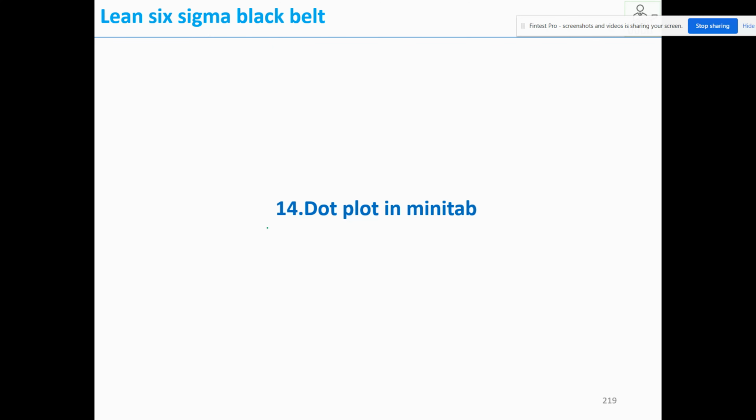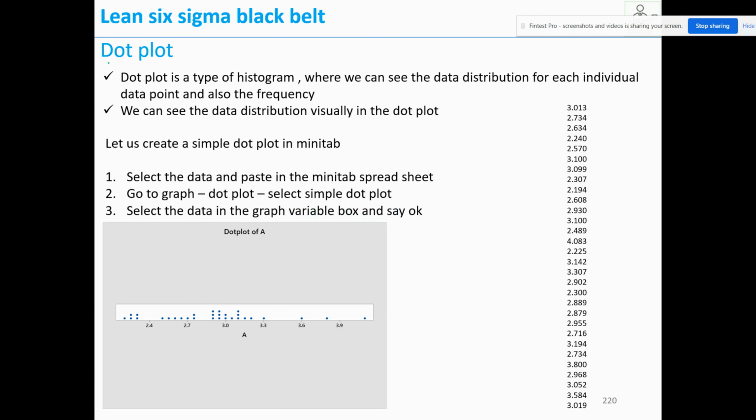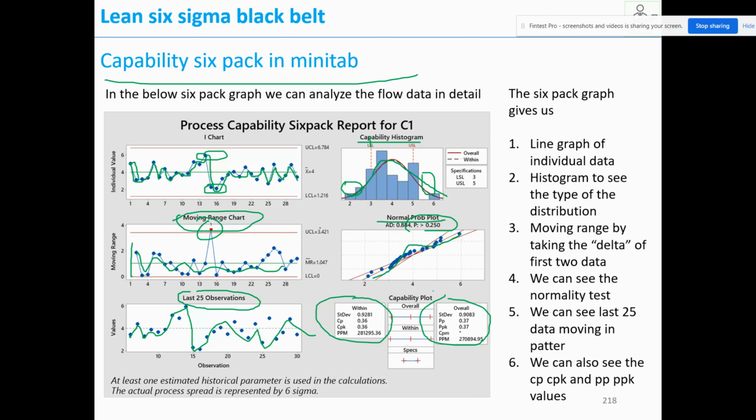So next we'll see dot plot in Minitab. Dot plot is a type of histogram. Okay. So before going to dot plot, let us do this capability six pack in Minitab.